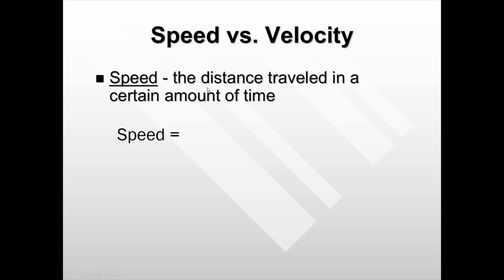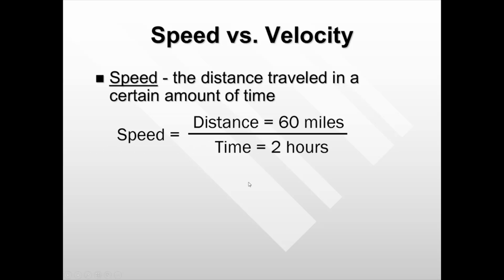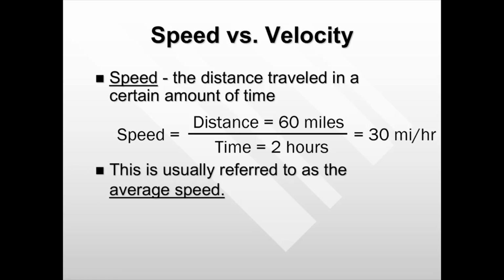Well, speed is the distance traveled in a certain amount of time, and we can calculate speed by doing the distance divided by the time. So let's say we drove 60 miles in 2 hours. Let's say we want to calculate what that speed is. If we drove 60 miles in 2 hours, the speed would be 30 miles per hour. So 60 divided by 2 is 30 miles per hour. This is usually referred to as the average speed.